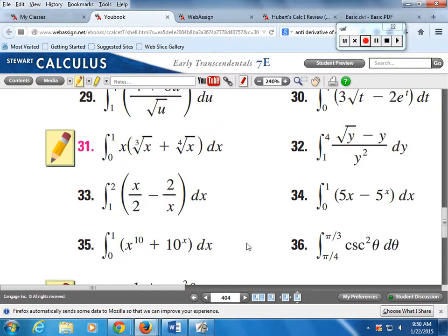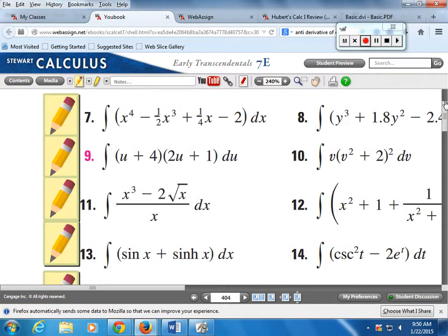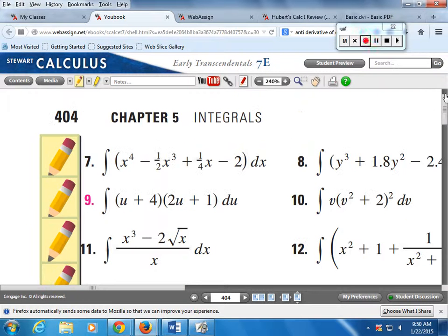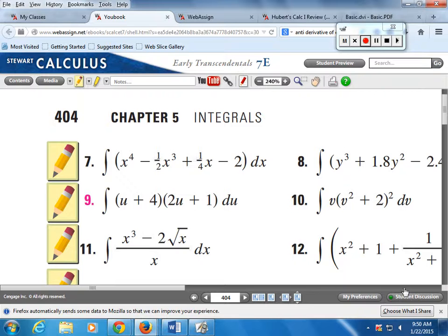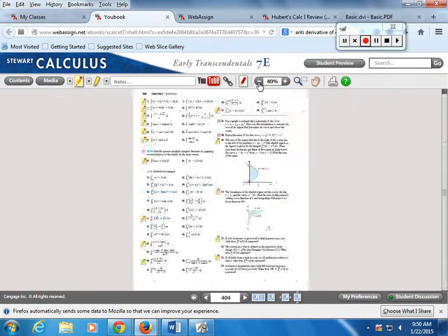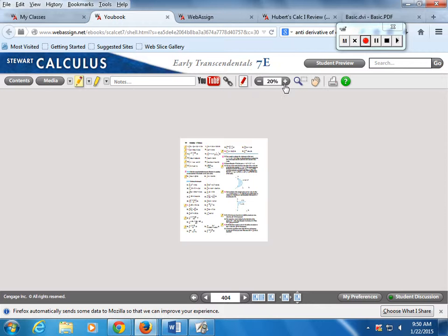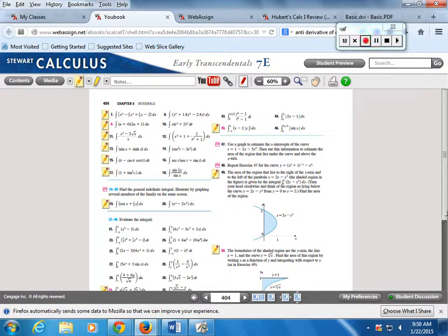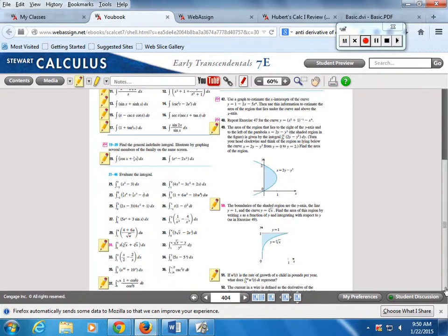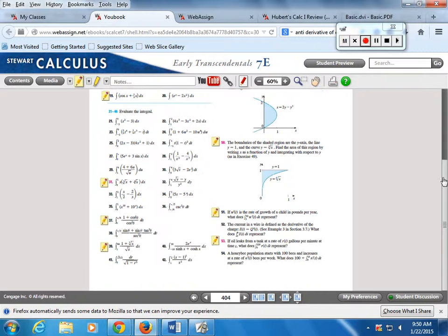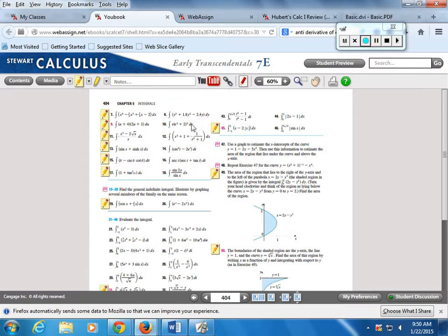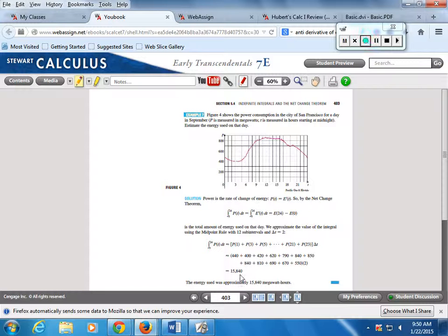Section, I'm sorry, let me get to the top of the page. The other page, let me bring this down. Well, they're supposed to put the daggum section somewhere on the page, but I guess they don't. Somebody tell me what page 404, what section that is. Let me get to the previous page, maybe I'll see it there. 5.4.